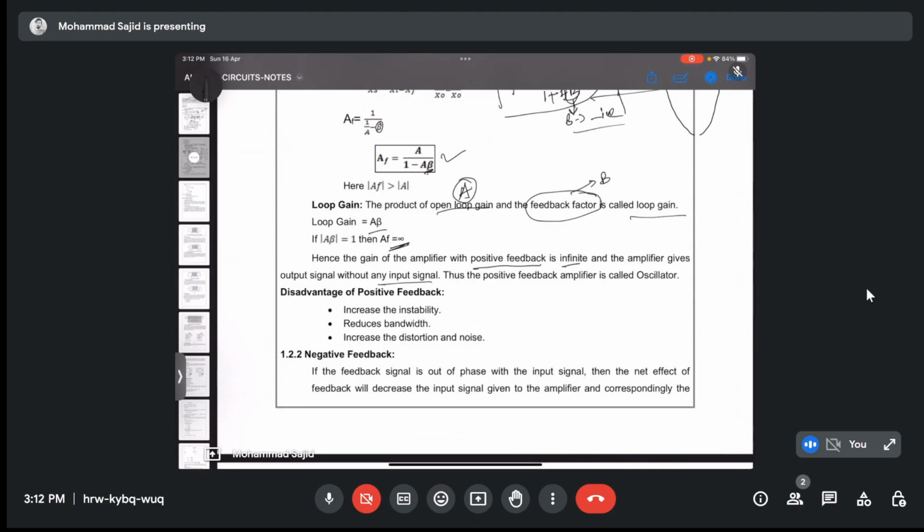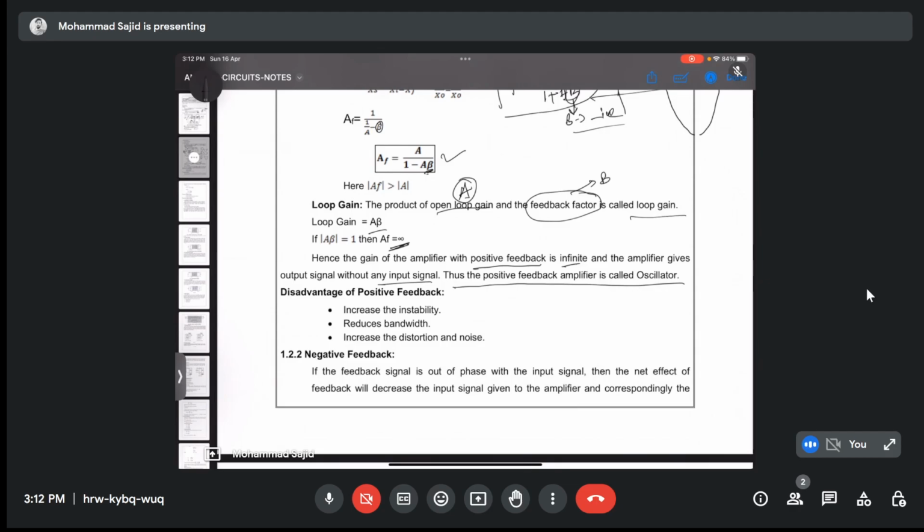So this is an important thing in the case of oscillators. Oscillators are circuits where, once you apply a signal, they work on their own, right? So this is the concept of positive feedback that is used in oscillators.